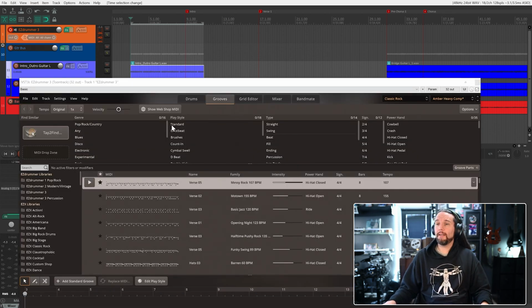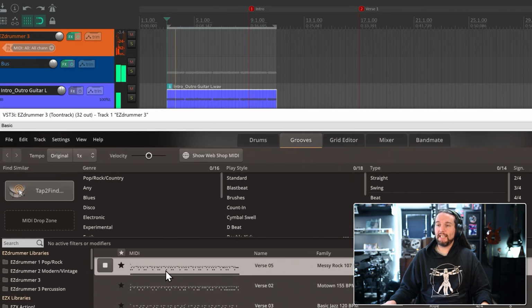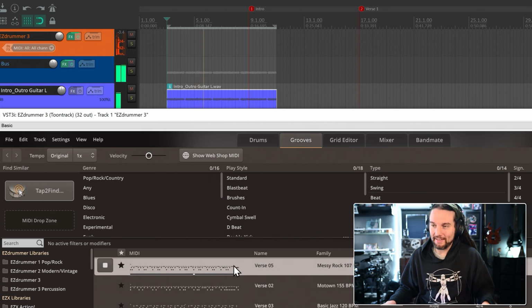Put the playhead in the right spot. Here we go. Look at that. It starts 2 measures in. This turnaround at the end of the bar right here, it's going to be in a weird spot.